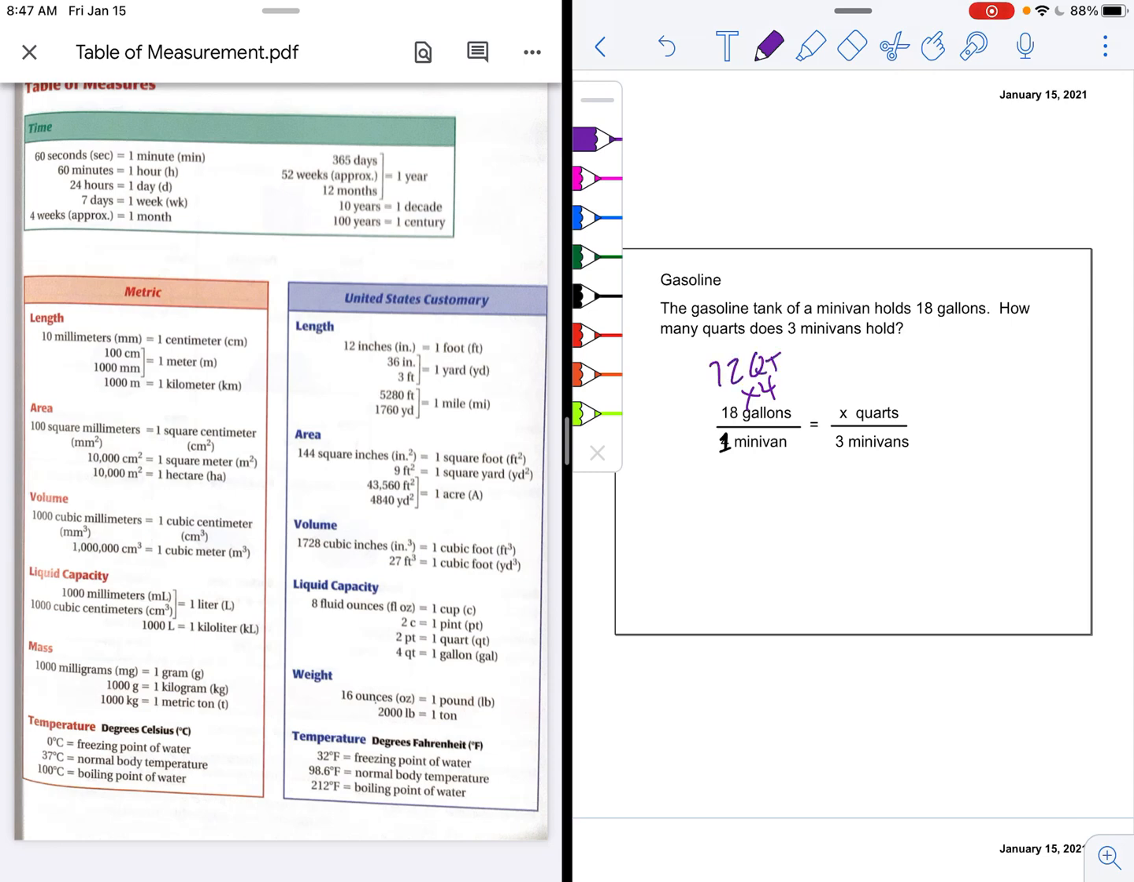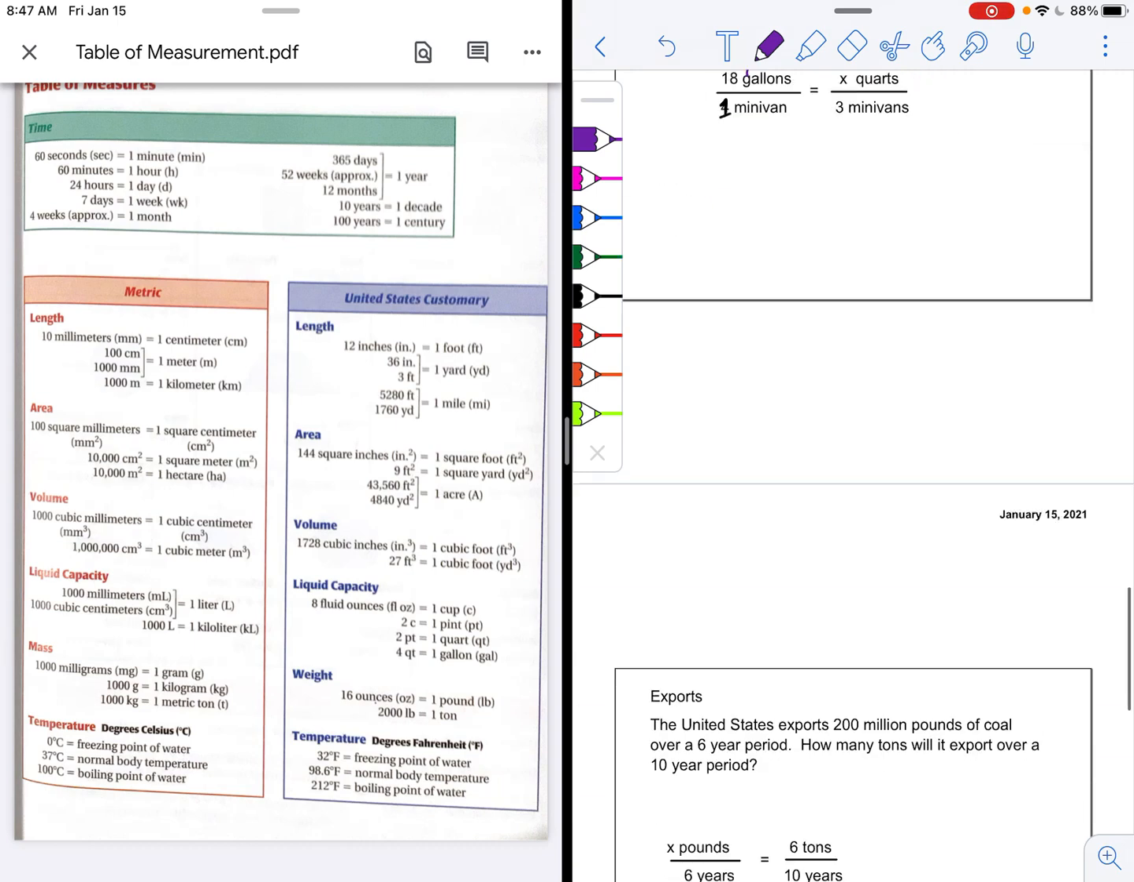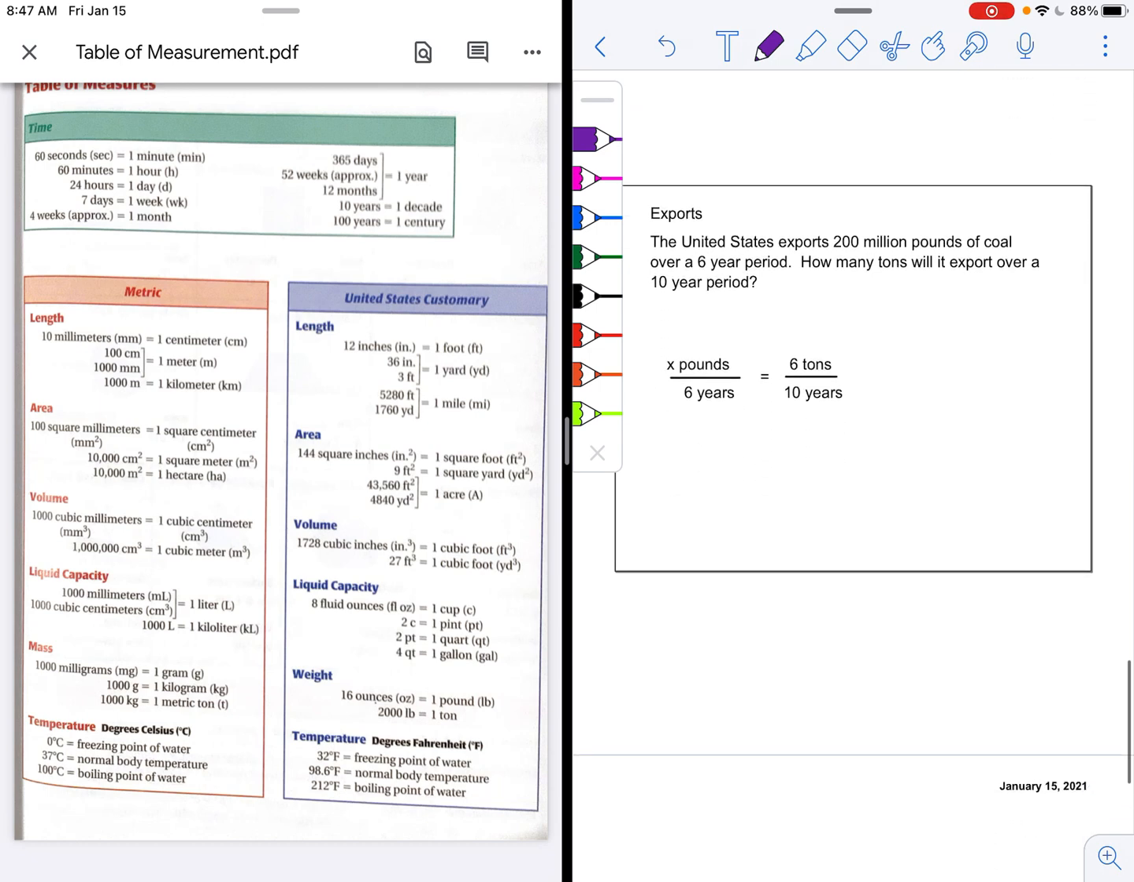So now when I cross multiply, so times 3 divided by 1, you don't have to divide by 1. Did I do that right? Hold on, let me try again. 72 times 3, 216. So I get 216 quarts because I did the conversion before. So I know my answer is going to be in quarts. So let's move on to this next one.